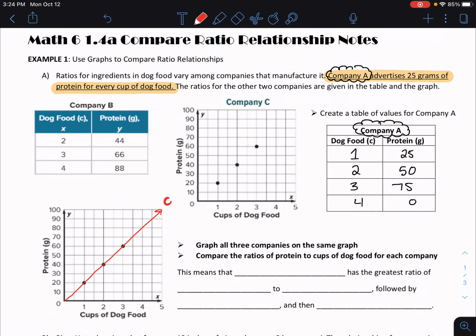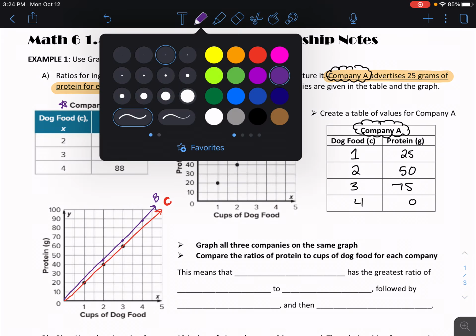Because we are putting everything on the same graph, it is extremely important that we graph accurately and that we use labels. I'm going to go in reverse order, so I'm going to graph Company B next. So I'm going to do Company B in purple. So for 2 cups, I've got 44. And that's going to be right in between 40 and 50. For 3 cups, that's going to be 66, again, between 60 and 70. And then for 4 cups, I've got 88, so really close to 90. And I'm going to connect those 3 points and label that with a B.